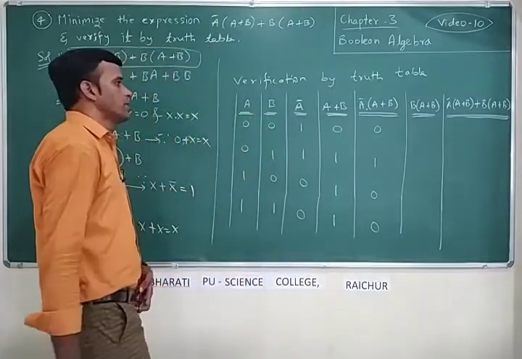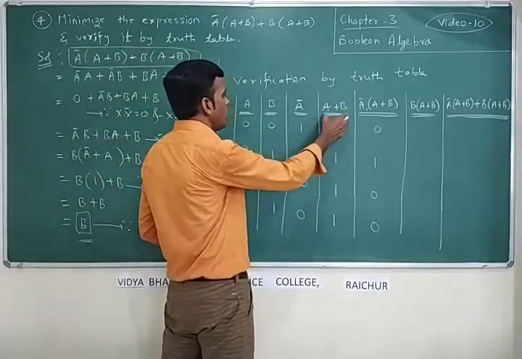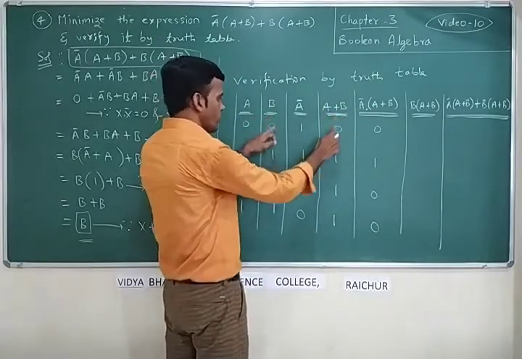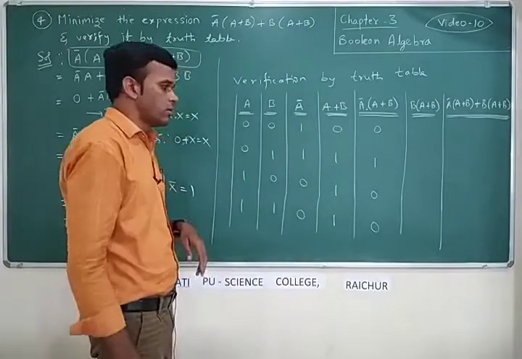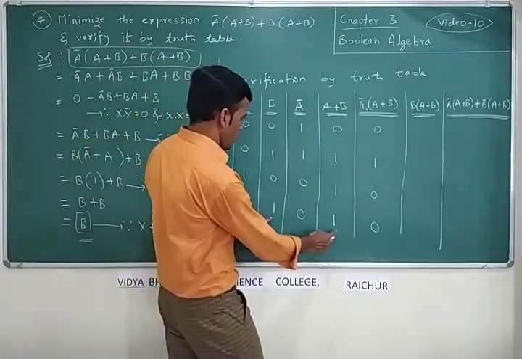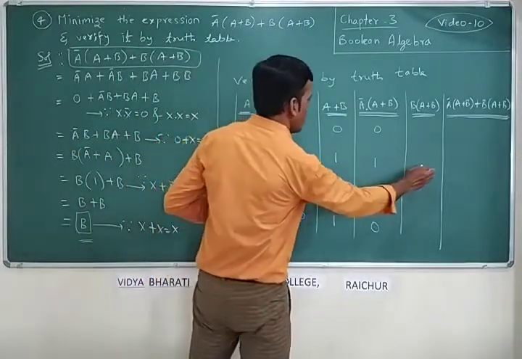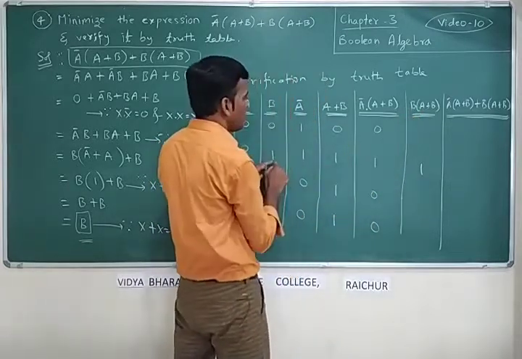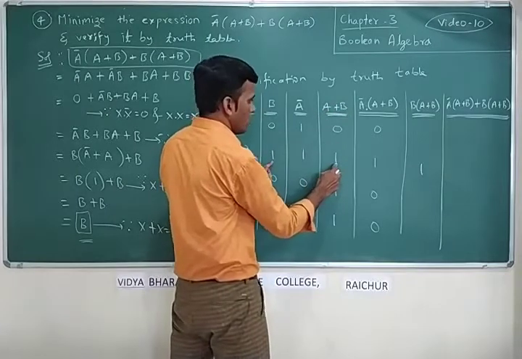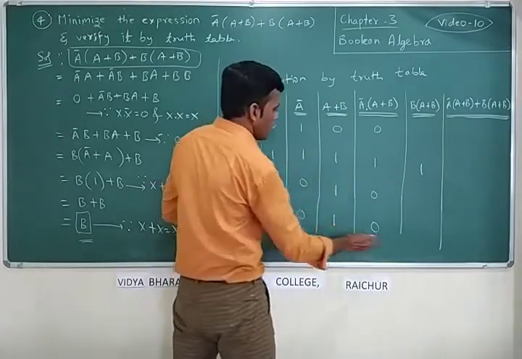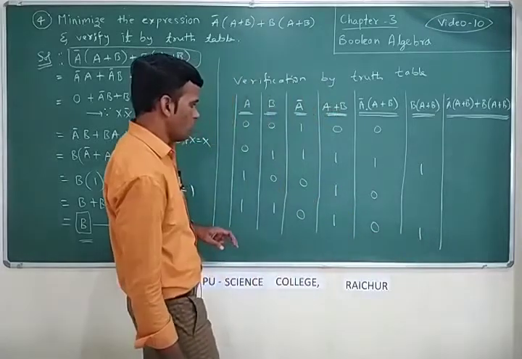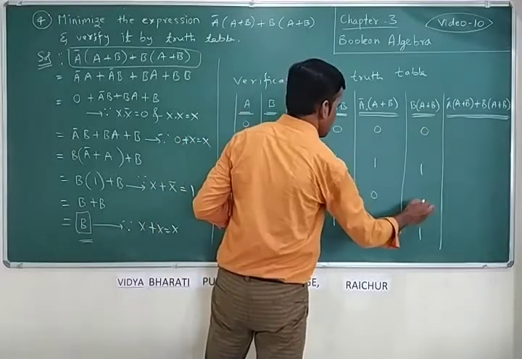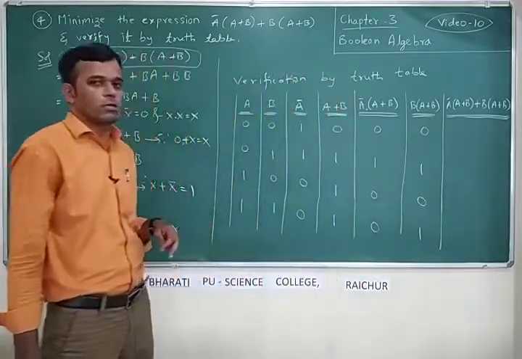Next, b of a plus b. This a plus b column is now in an AND operation with this b value. Between these two columns we will apply the AND operation. Same as before, when both are 1, the answer is 1. Here both are 1, b as well as a plus b, so 1. Here also both are 1, so it is 1. Here it is 0, and here also it is 0.